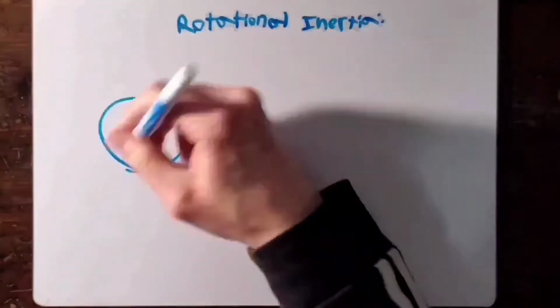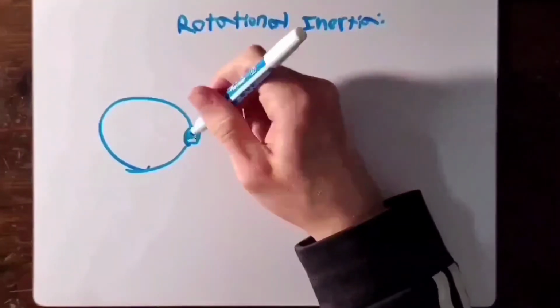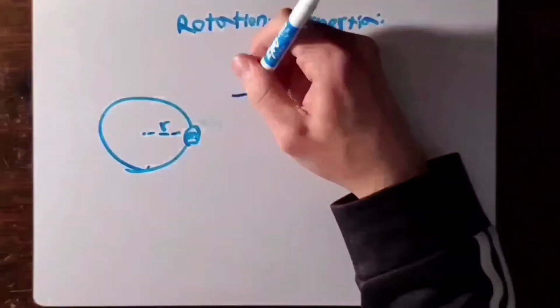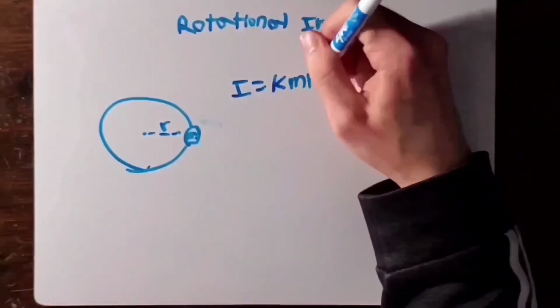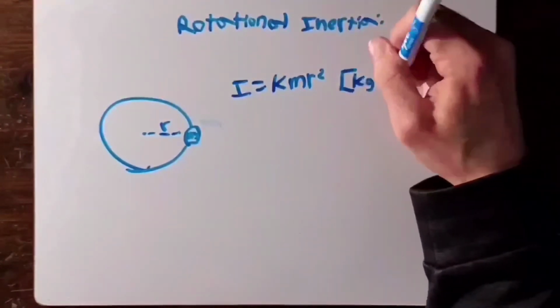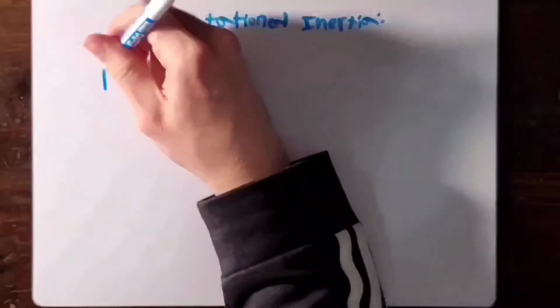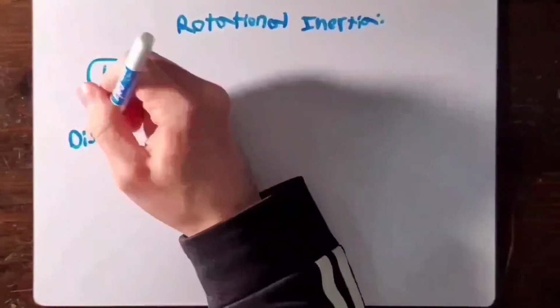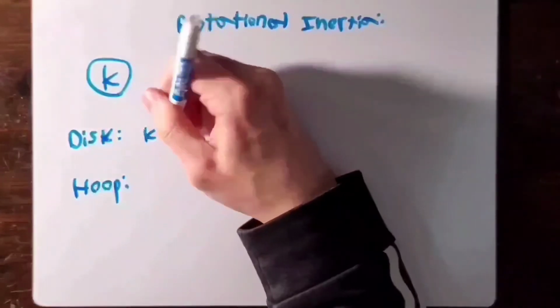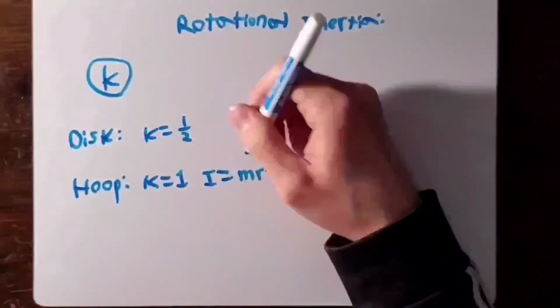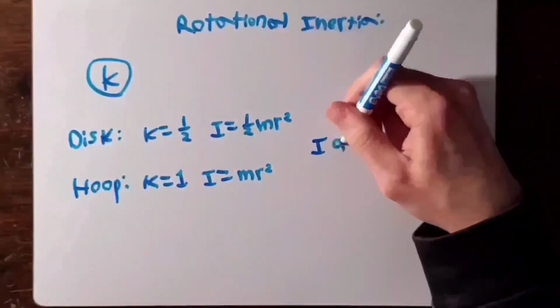For a single object, its moment of inertia is directly proportional to the product of its mass and the square of the distance from the axis of rotation, which can be written as I equals k m r squared, where the units for moment of inertia are kilograms times meters squared, and k is the inertial constant, which depends on the shape of the body. We will not consider this constant in this video because it does not change the relationship between any variables.